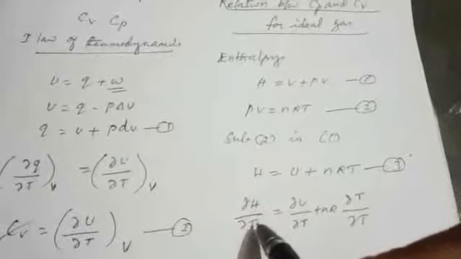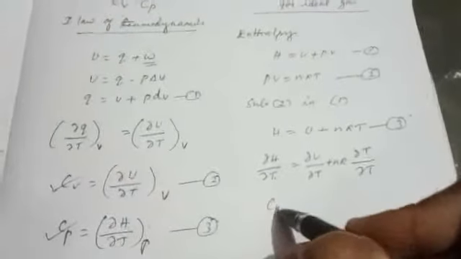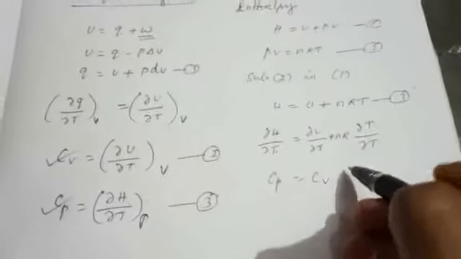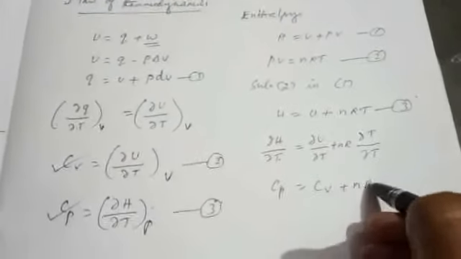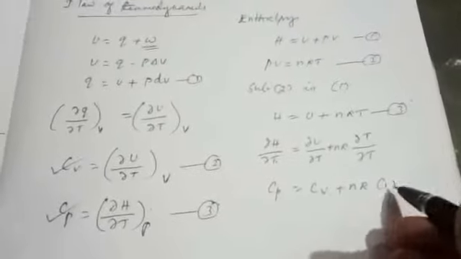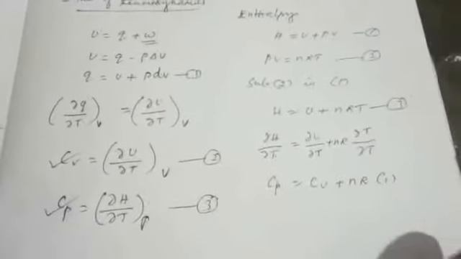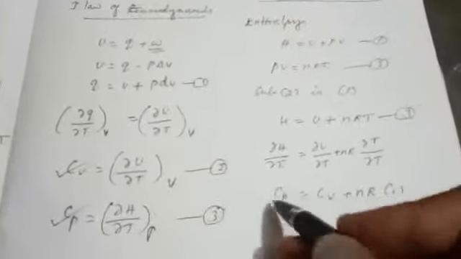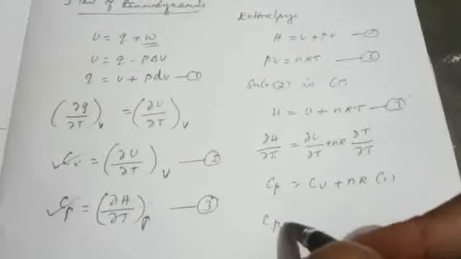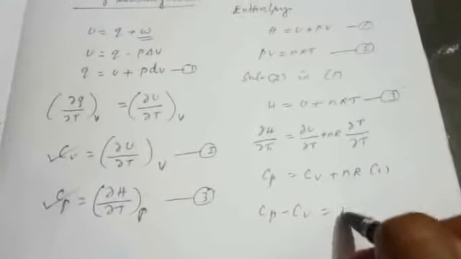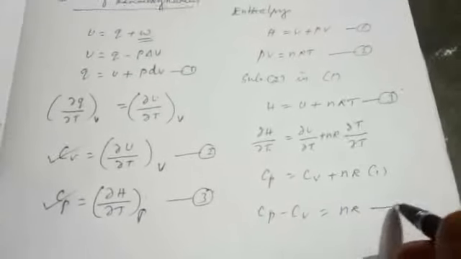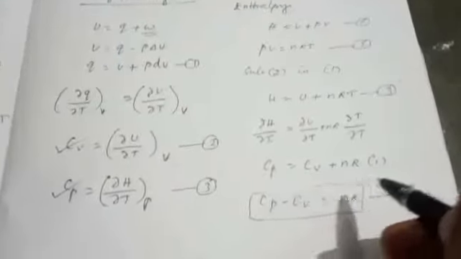Now delta H by delta T means Cp is used. Delta U by delta T means Cv is used, plus nR into 1, since delta T cancels. Next, coming to the result: Cp minus Cv equal to nR. Equation number 4. That is the relationship between Cp and Cv.